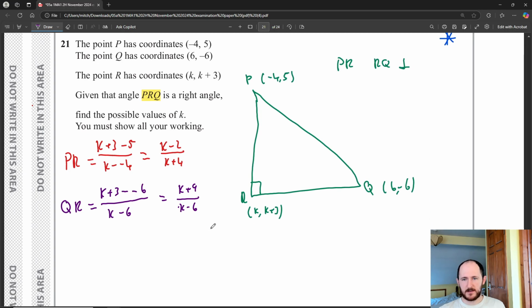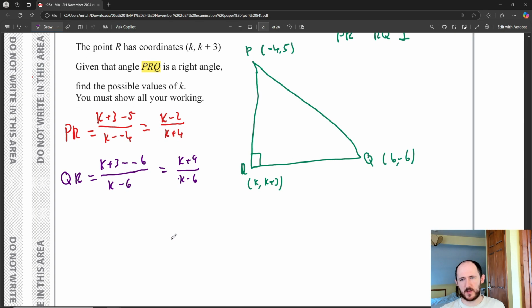Why is that a good thing? Because then we're going to get an algebraic fraction, which is really, really nice and easy. So it doesn't matter which one I flip and which one I make negative, but one of them is going to be the negative reciprocal of the other. So let's do it: k plus 9 over k minus 6 equals the negative reciprocal, so I'm going to make that k plus 4 over k minus 2 now.